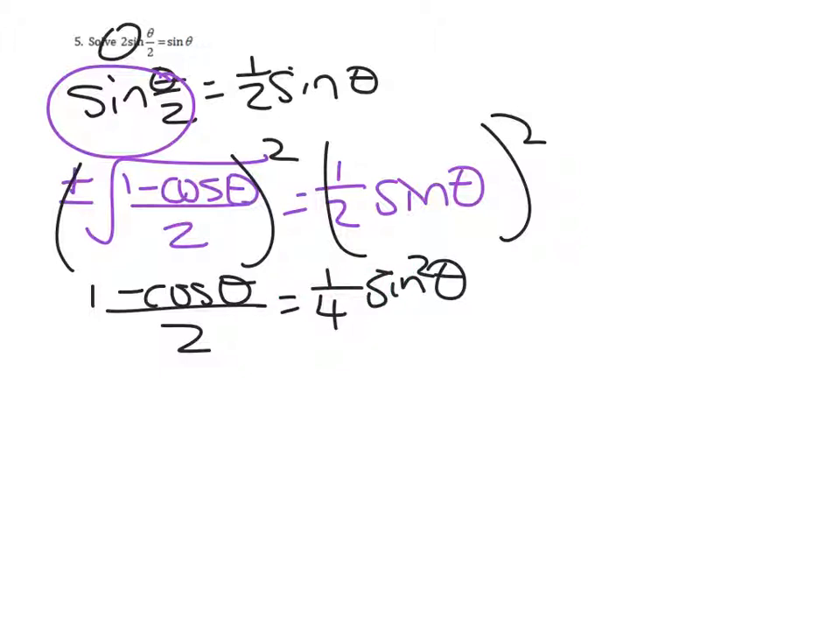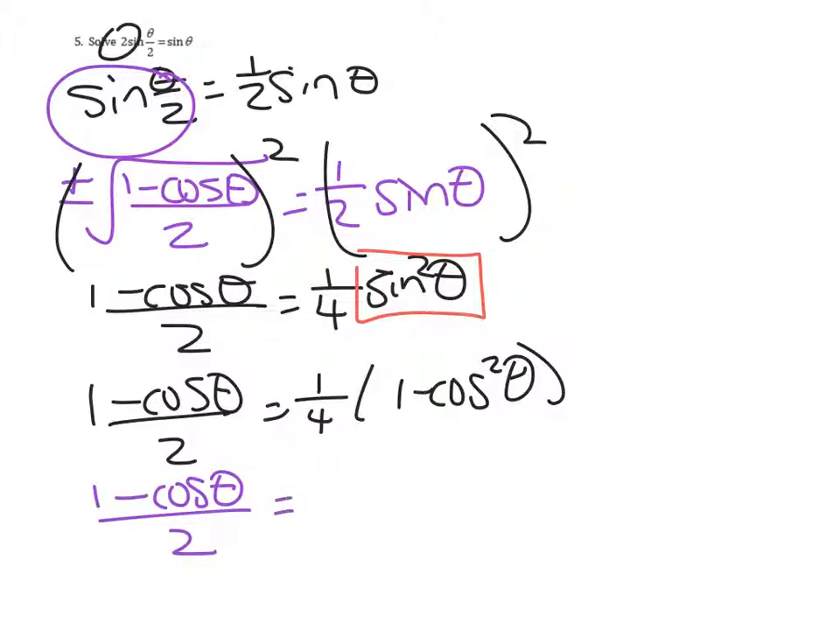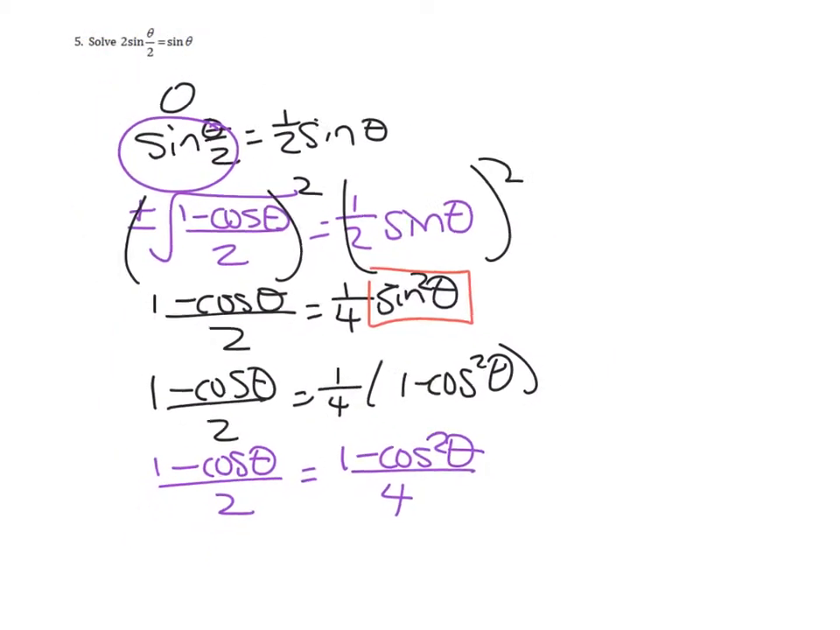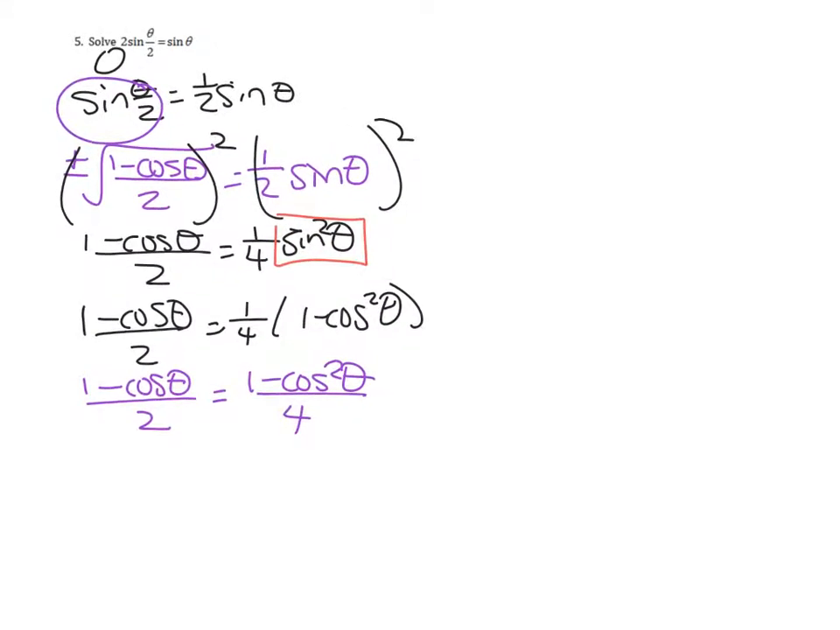So it's easier to change sine squared to 1 minus cosine squared. So I'm going to get 1 minus cosine theta over 2 equals 1 minus cosine squared theta over 4. So if I want to do anything with it, hold on, let me shrink this a little. All right, I'm going to shrink that so I have some more room. Okay.